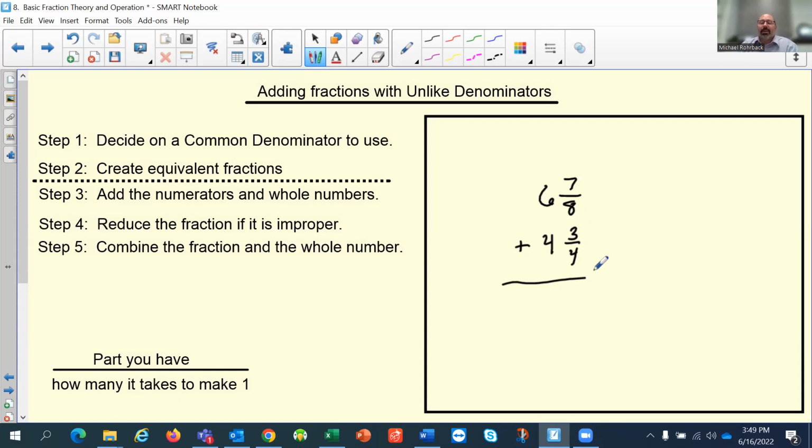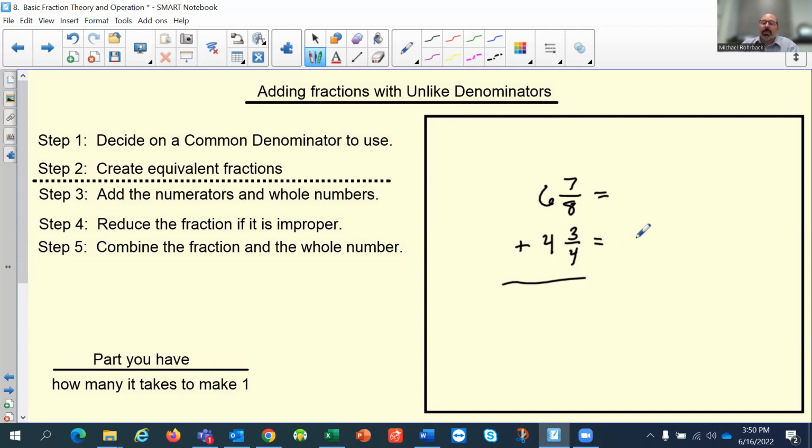Okay. So if you unpause the video, you should have an answer. Just looking at it, you know this is more than 6 1/2 and this is more than 4 1/2. So 6 1/2 and 4 1/2 would be 11. So you know our answer should be a little bit more than 11. But let's see what we get when we actually do it.